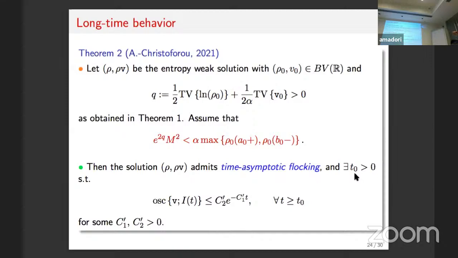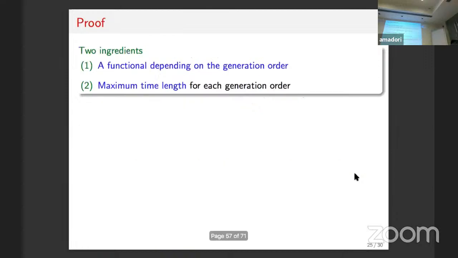Let me also say, I did not write it here, but the velocity goes to 0 and the density goes to a constant. So we don't have non-constant profiles in the limit, we have constant profiles in the domain. Okay. There is not much time. Let me just maybe show a couple of pictures, and then go straight to the conclusion.